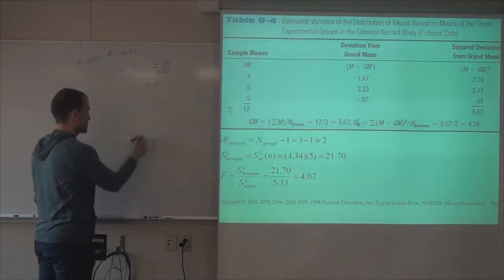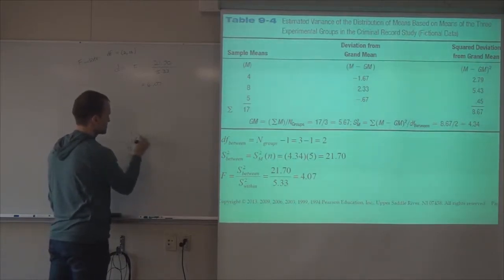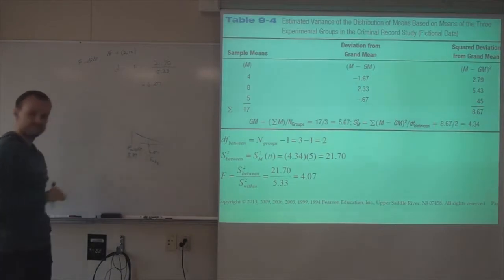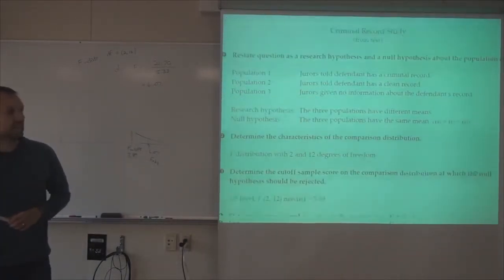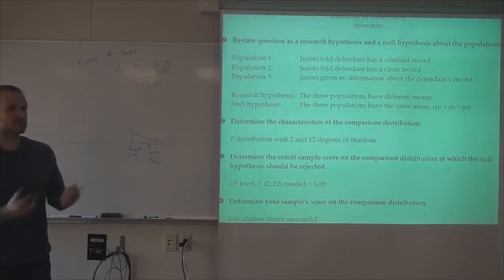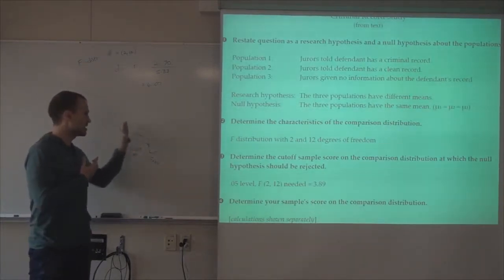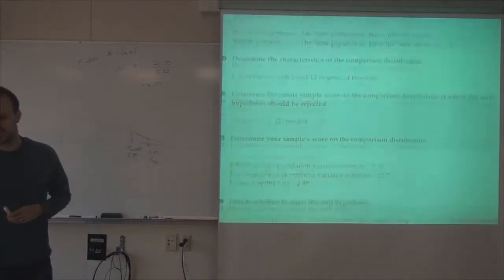I'll exaggerate it a little bit here. Let me review this. Let me put it over here. 4.07, that's F observed, F OBS. So my conclusion is that the evidence suggests that there is a difference between the populations, otherwise the ratio wouldn't be this big. How big is big enough? My cutoff tells me that.